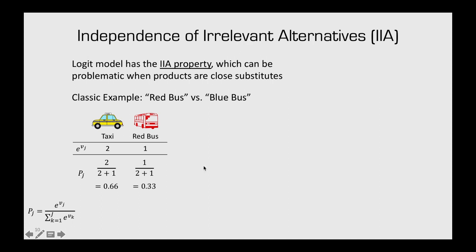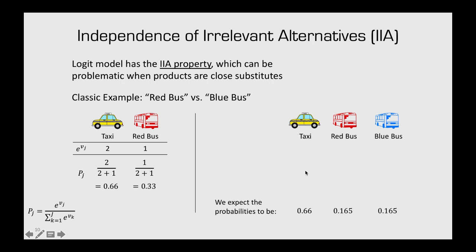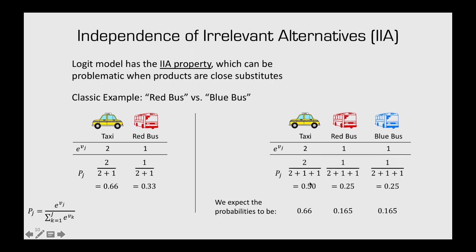Now let's say we added a third alternative, a blue bus. Well, what we would expect is that the color probably really doesn't influence our decision here. So we would expect our probabilities to probably still be the same, that at least around 2/3 of the time I'll still probably take the taxi, and these buses are probably just going to split the share of the red bus. So each of them are going to get half of this 0.33. That's what I would expect to happen, but let's look at what happens with the Logit model. Because these two alternatives are virtually the same, I'm going to assign them the same utility here. So e to the vj is 1 for each of them. Well, then my probabilities become 0.5 for the taxi and 0.25 for each of the buses.